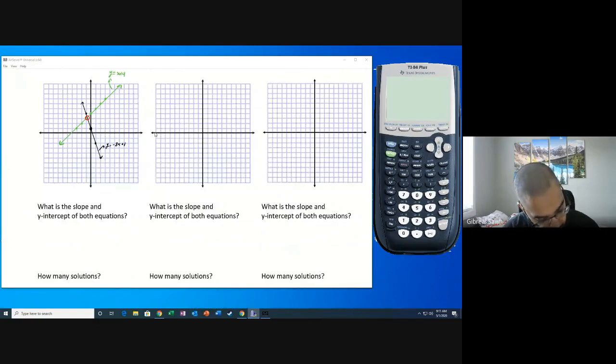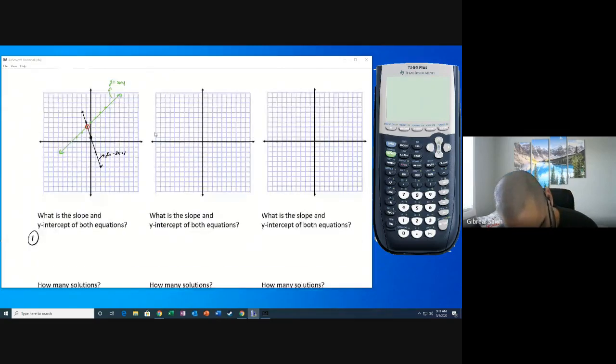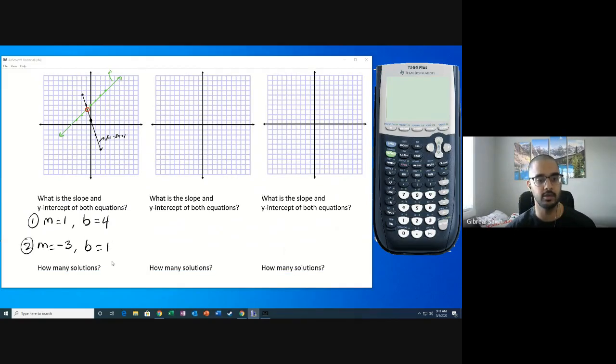Okay, so the slope and y-intercept of both equations. For the first one, I had a slope of 1 and a y-intercept of 4. For the second equation, we had a slope of -3, y-intercept of 1. And remember that m was the variable we gave for slope, b was your y-intercept. Now, how many solutions does it have?